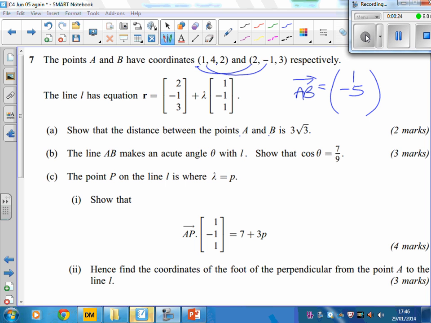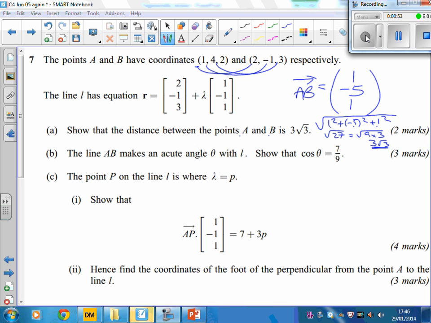And we're going from 2 to 3, so there's another 1. So we've got A to B is (1, -5, 1). To find the length of that, we take the square root of all these things squared. 1 plus 25 plus 1 is 27, square root of 27. Not quite what we wanted, but a bit of Core 1 will remind us that 27 is 9 times 3, and the square root of 9 is 3. So we have indeed got the 3 root 3 that we wanted.